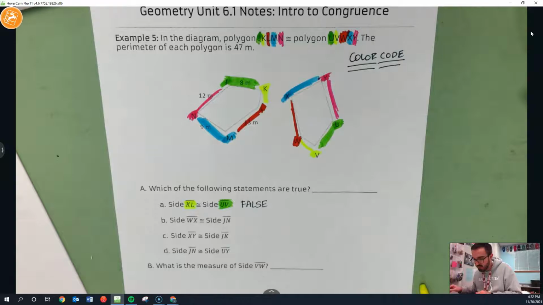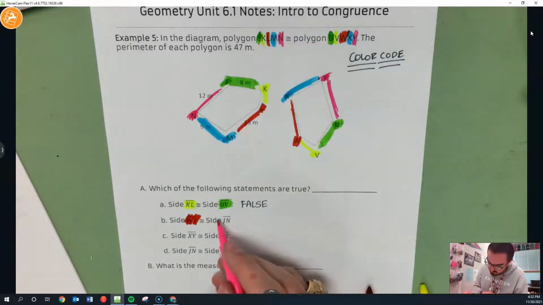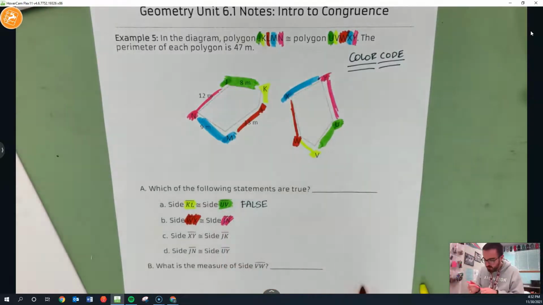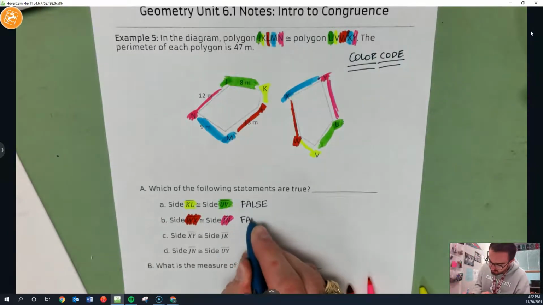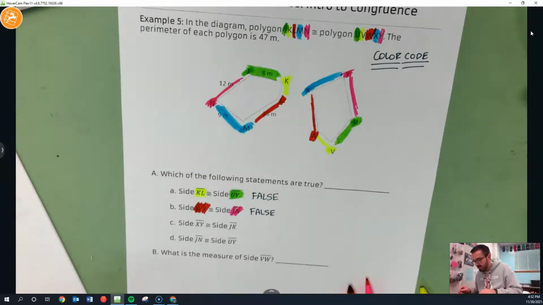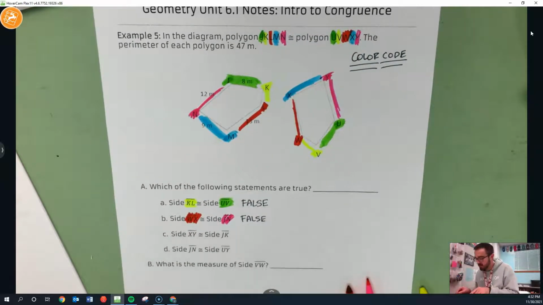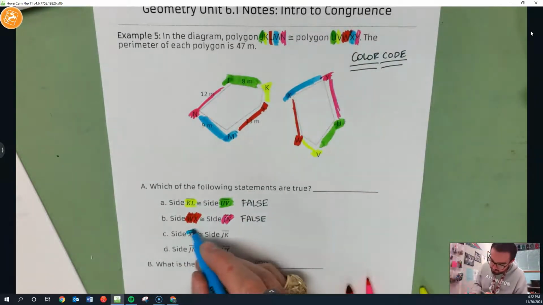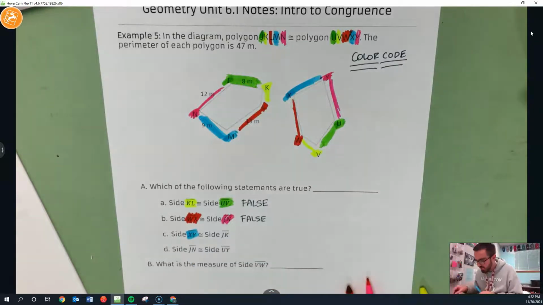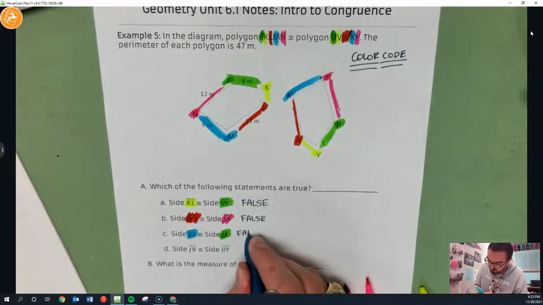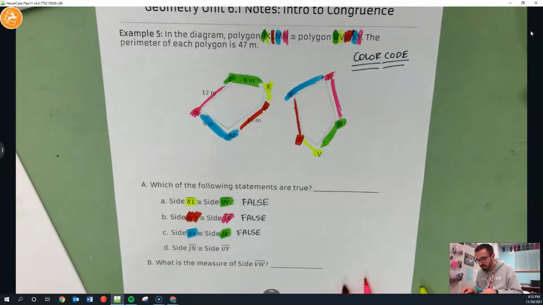Side WX, what did I label that one as? Orange. Side WX is orange. Side JN is pink. Are those the same color? They are not. So they are not congruent. Side XY. I labeled that as blue. Side JK. I labeled that as green. Are those the same color? They are not. So we have yet to find one where they are the same.